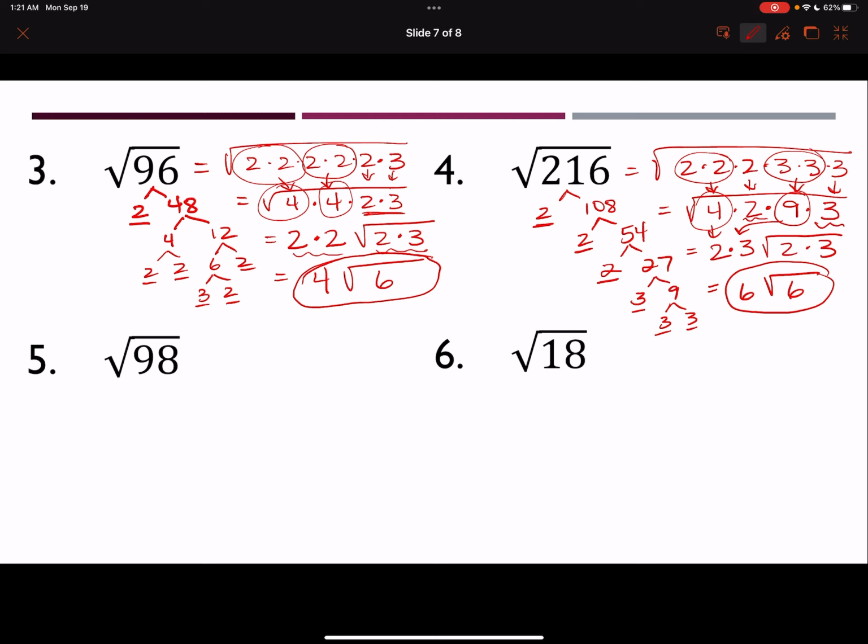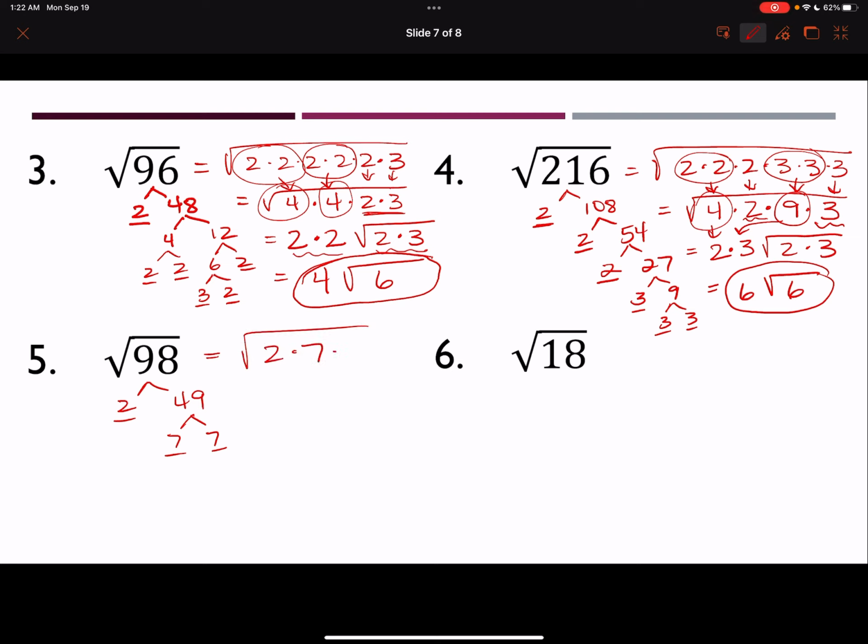All right, hopefully these are getting a little bit easier, making a little more sense. If not, we're going to do a couple more. All right, square root of 98. So again, I don't know what goes into 98, but I know it's even, so I use my calculator and I divide by 2. So it's 2 and 49. And then I go, 49, I know is 7 and 7.